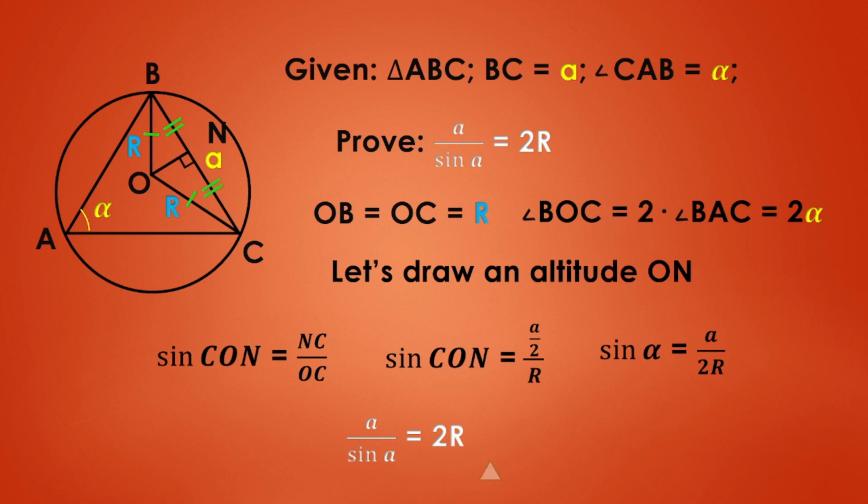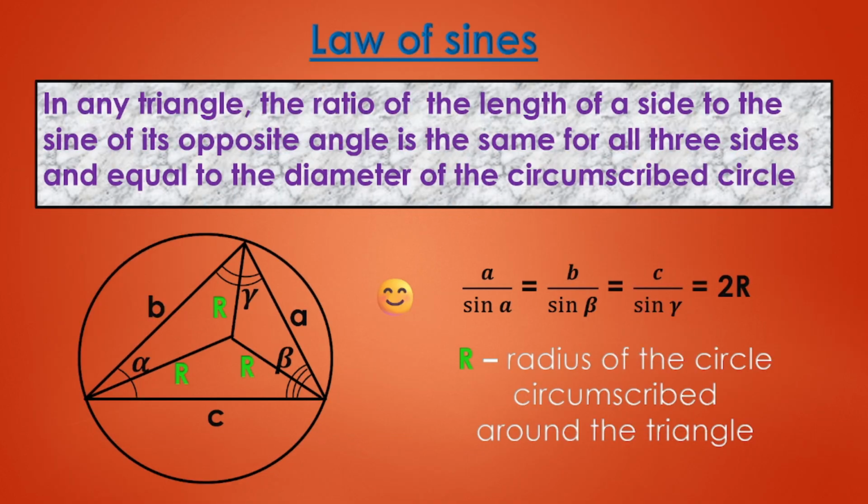We have proved this. And the law of sines is in front of you. In any triangle, the ratio of the length of a side to the sine of its opposite angle is the same for all three sides and equal to the diameter of the circumscribed circle. a divided by sine of alpha equals b divided by sine of beta equals c divided by sine of gamma equals 2R, where R is the radius of the circle circumscribed around the triangle.